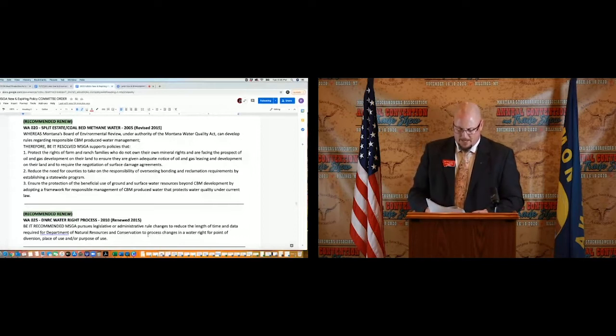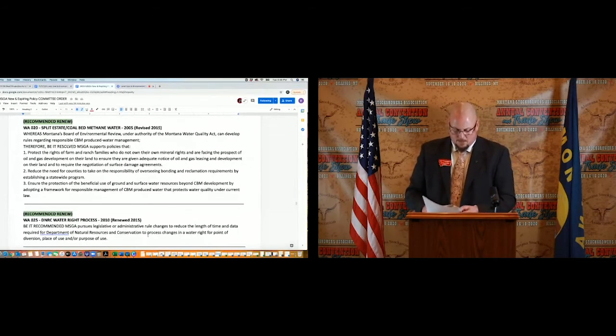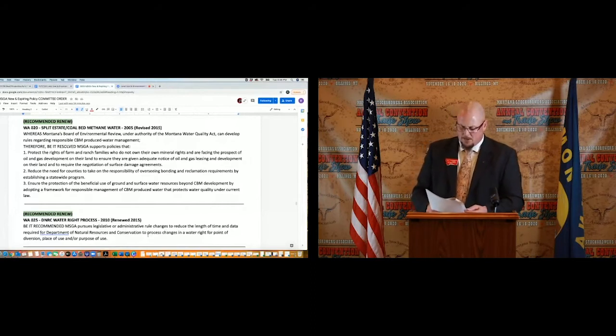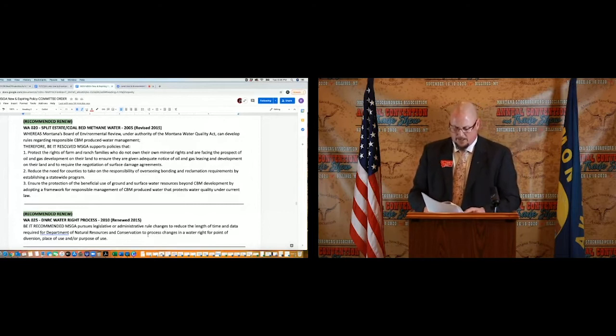Three, ensure the protection of the beneficial use of ground and surface water resources beyond CBM development by adopting a framework for responsible management of CBM produced water that protects water quality under current law. Last one recommended for renewal is WA025, DNRC water rights process. Be it recommended, MSGA pursues legislative or administrative rule changes to reduce the length of time and data required for the Department of Natural Resources and Conservation to process changes in a water right for point of diversion, place of use, and or purpose of use.